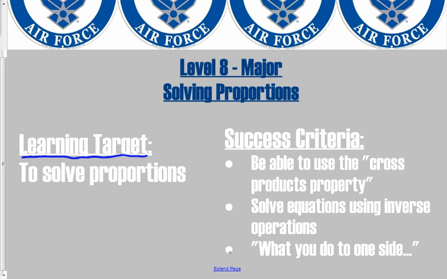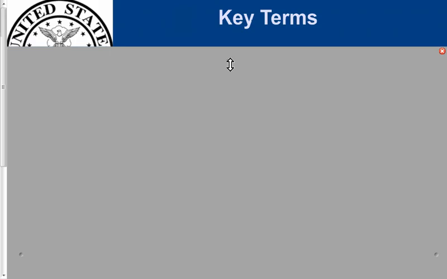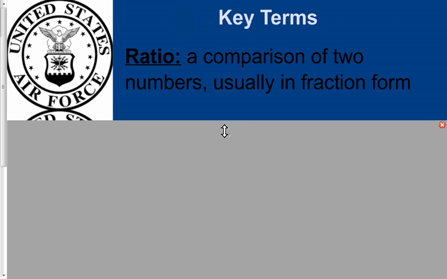And just a reminder here for bullet point number 3, what you do to one side, you have to do to the other. So we are going to be doing some solving equations. That's part of proportion, but we have to get to that first. So a couple of vocabulary terms here. First one, a ratio. Make sure you have these written down. A ratio is a comparison of 2 numbers, usually in fraction form.